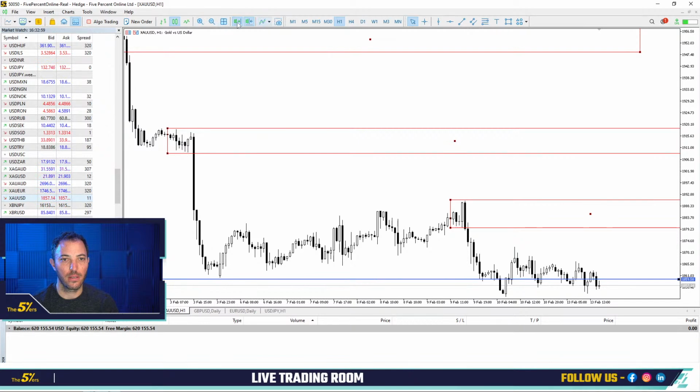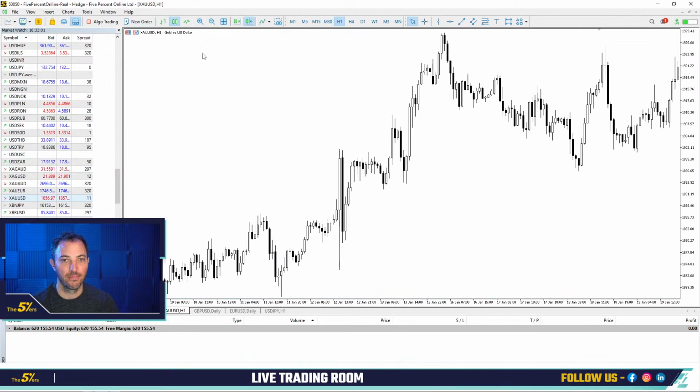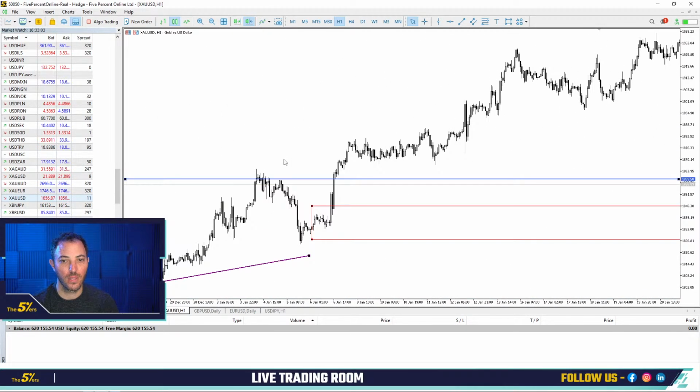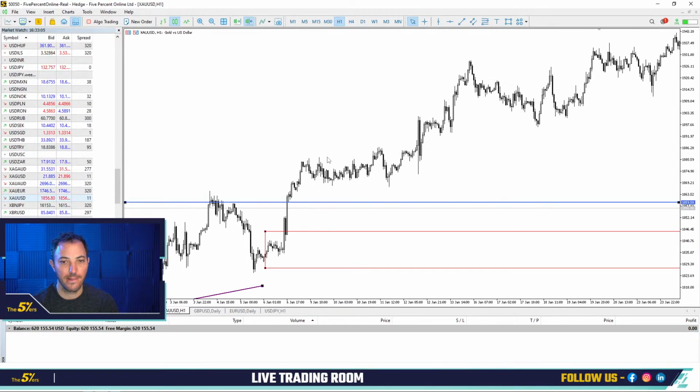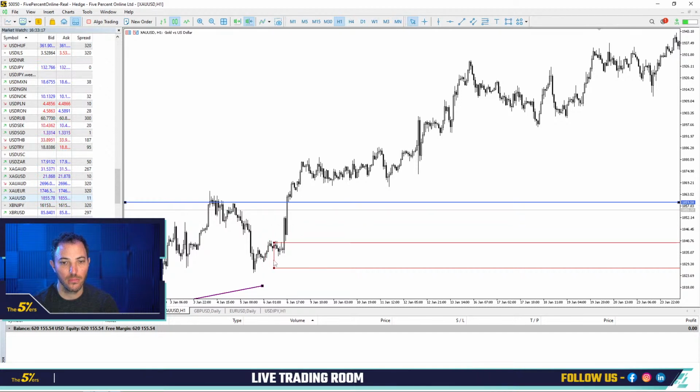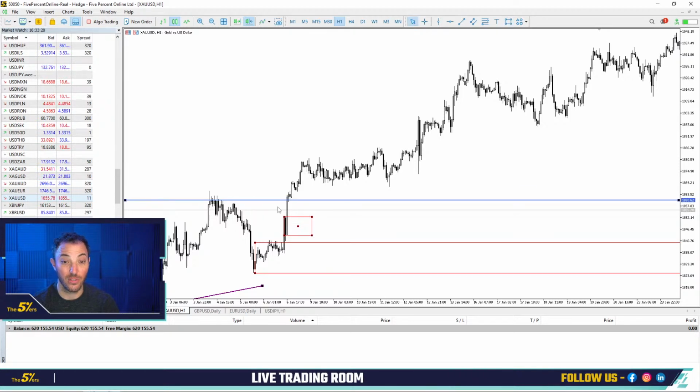Let's see if I can. Yeah, it might be there. Okay, let me do it this way. So that's one. That's two, and that's the breaking area, the breaking level. So that's also important.